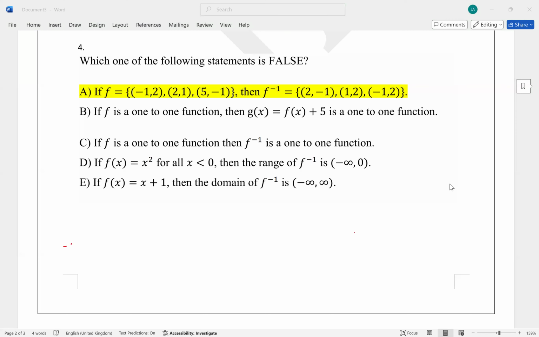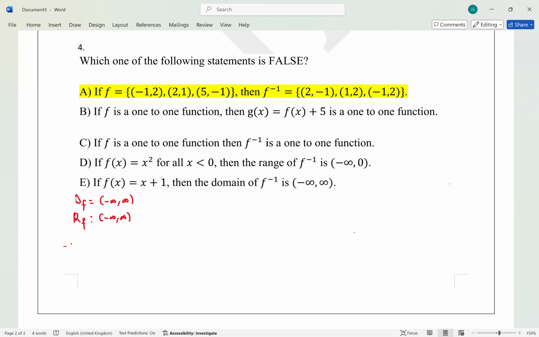So for this question, you have how many options? A to E, and we want to select the one that is false. Now, let's start with E. If you look at E, it says f of x is x plus 1. Now, what is the domain of f? The domain of f is minus infinity to infinity, and the range is also minus infinity to infinity because this is just a straight line.